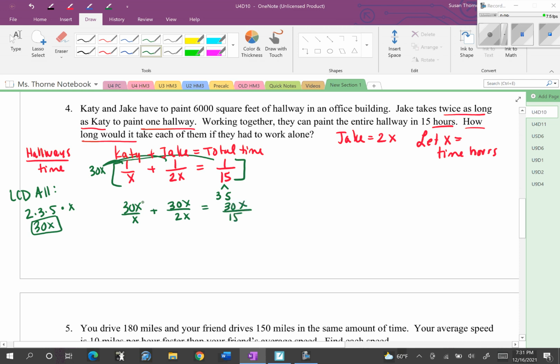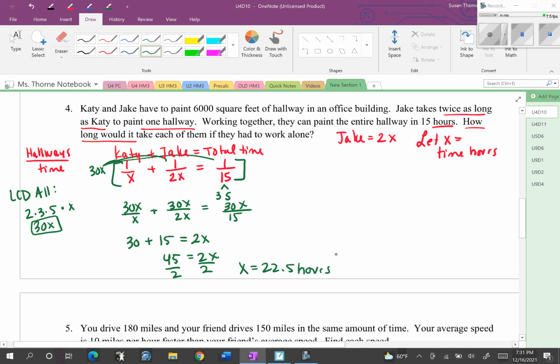And then we're going to simplify. Of course, the x's cancel out here, so we have 30 plus 30x divided by 2x is 15, is equal to 30 divided by 15, which would be 2x. So this gives us 45 equals 2x, divided by 2, and x is equal to 22.5 hours.